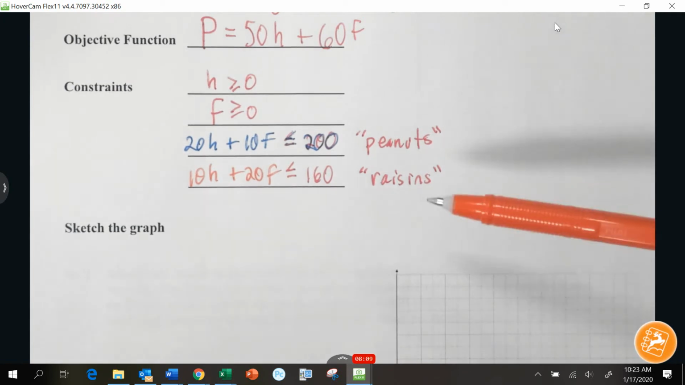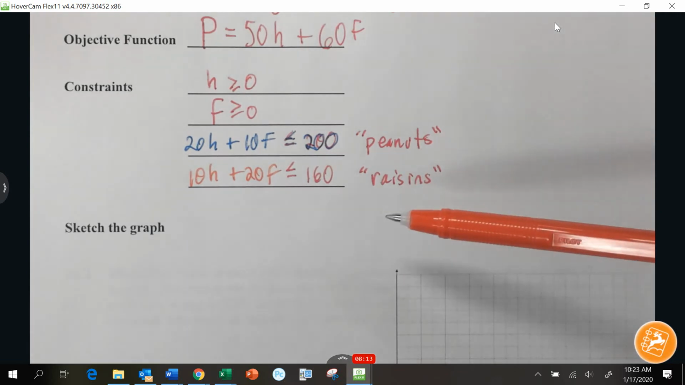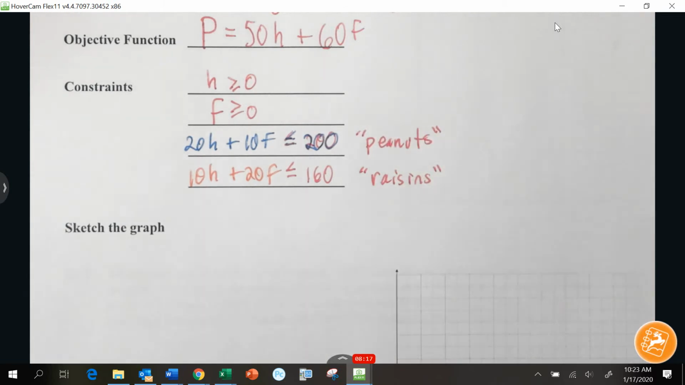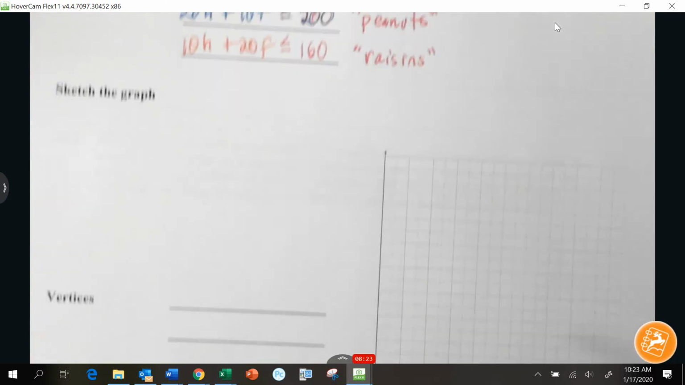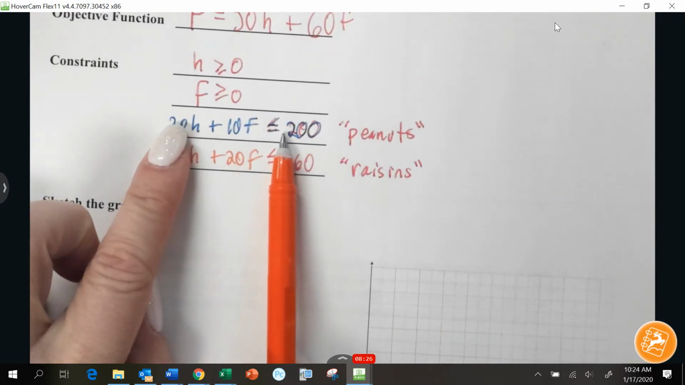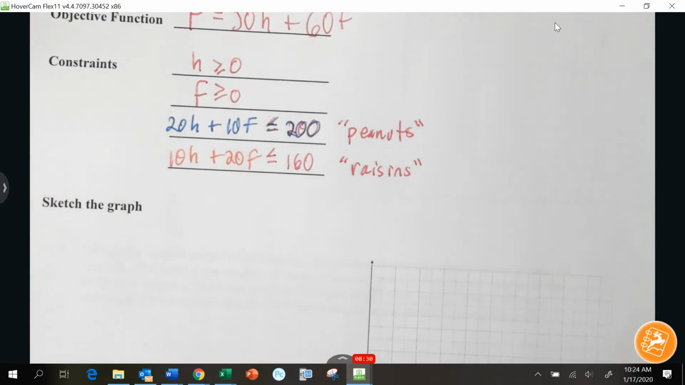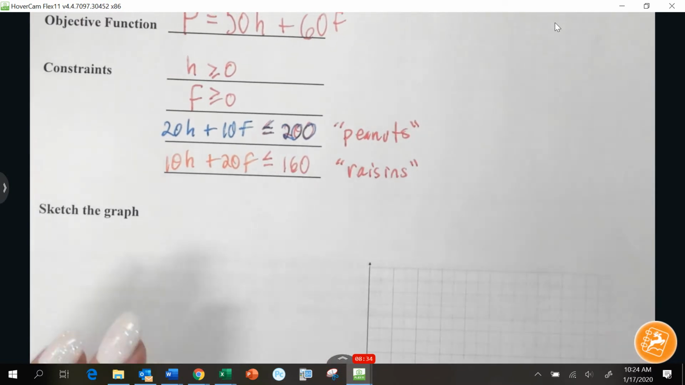So we write our constraints. The next thing we're going to do is sketch the graph. I would not just start sketching the graph. I would start finding the information that I need to put on the graph before I actually draw it, because I don't know what my scale is going to be yet. My scale might be fine for this one, but then I have to totally change my scale to make this one fit. So I'm going to find my x and y intercepts first before I start sketching anything.